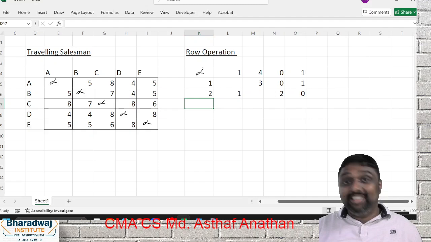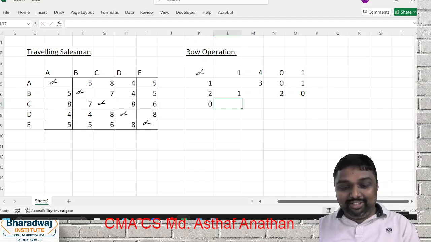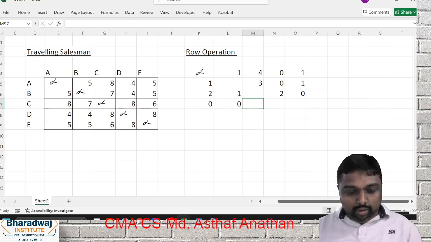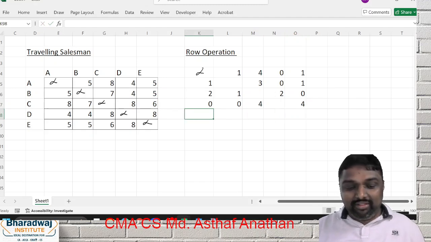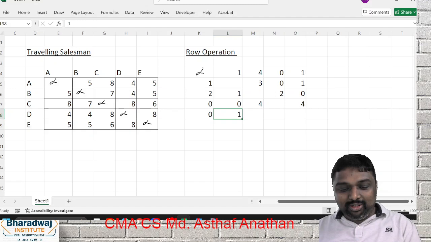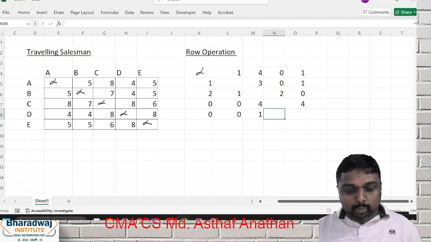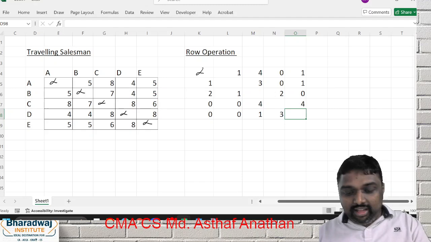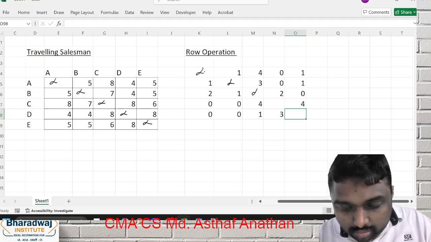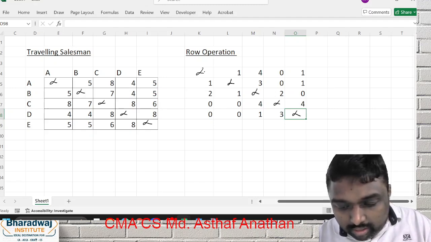Here the least number is 4. So 4 minus 4 is 0, 0. You have 4, then you have again 4. Here the least number is 5. So what will come? 1, least number is 5. So 0, 0, 1, 3. All these are infinite area, you won't take it out. That you cannot allot it.